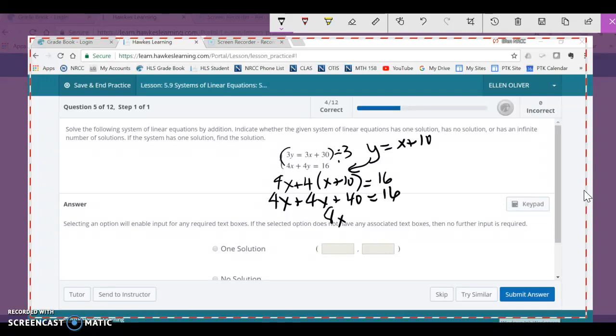4x and 4x is 8x. Take away 40 from both sides. 16 minus 40, -24. So x is -3. Plug that into here. -3 plus 10 is 7. -3, 7.